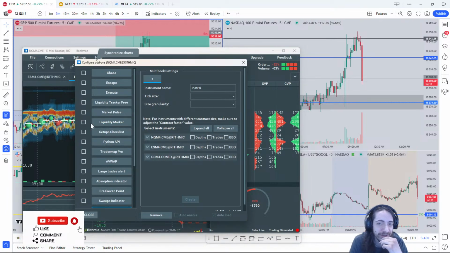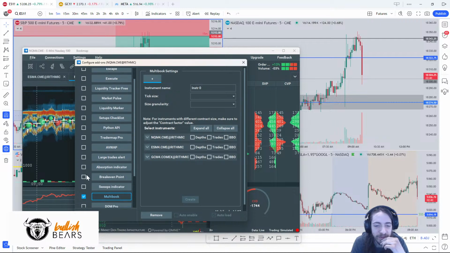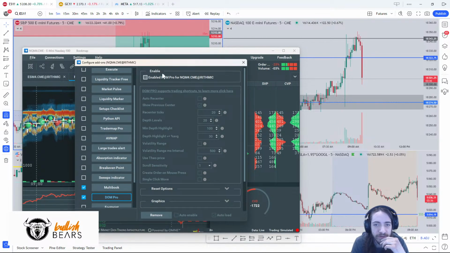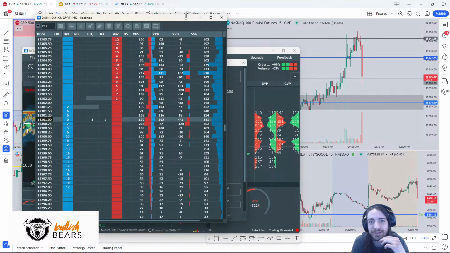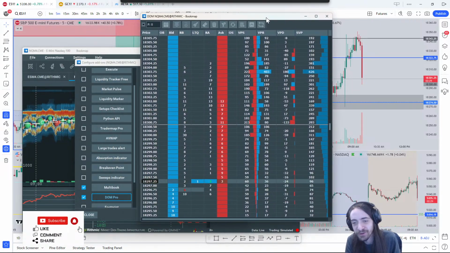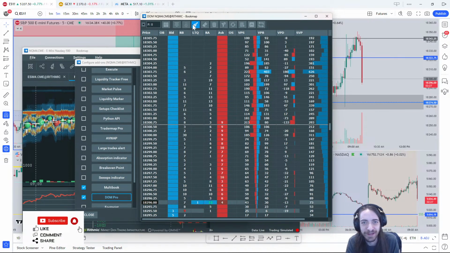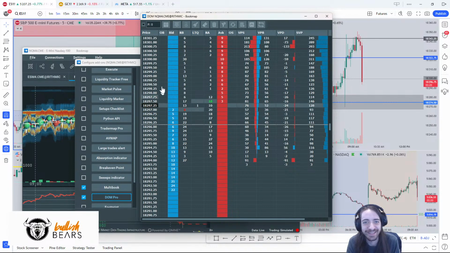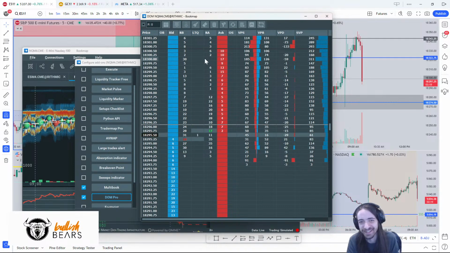I got all these add-ons on this, man. This is cool. So, where is Dom Pro? There it is. Allow, I'm going to enable. I'm going to show you guys this. This is the Depth of Market Pro on Bookmap. Look how cool this is. So let's recenter. That's crazy fast.